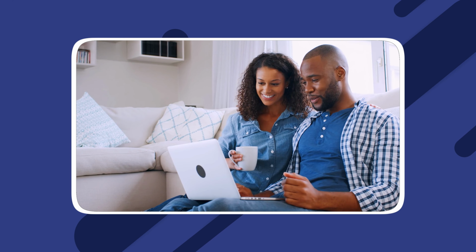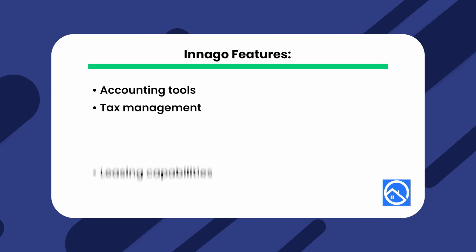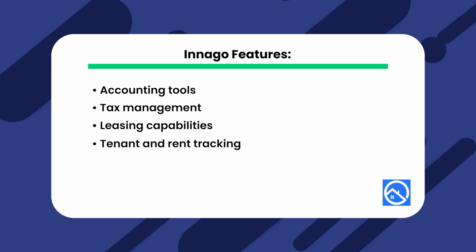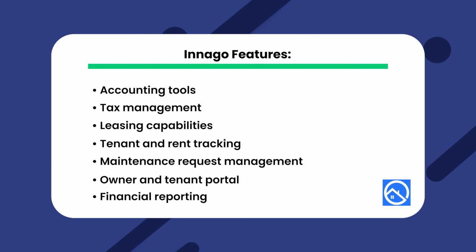Now, Inago is a platform with a robust feature set for property management. What sets Inago apart is its exceptional user interface, designed to enhance the user experience. Inago encompasses a wide array of property management features, including accounting tools, tax management, leasing capabilities, tenant and rent tracking, maintenance request management, a tenant and owner portal, and financial reporting.